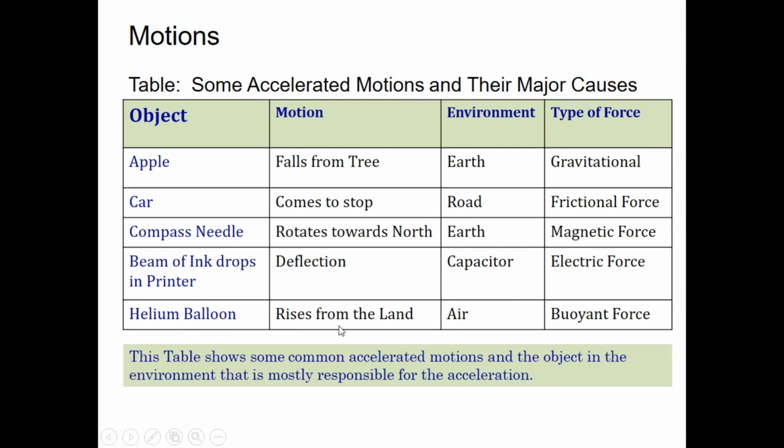Helium balloons are seen rising from the land in air, and the environment is air, and the force is a buoyancy force. It is the density difference which produces the force, and space likes to fill the empty positions, and the helium balloon flies up in the air against the gravitational force.